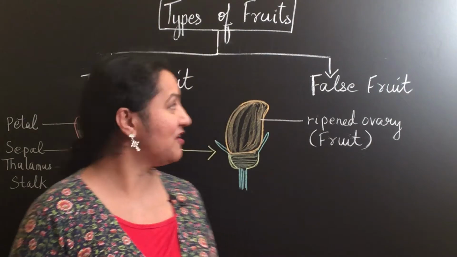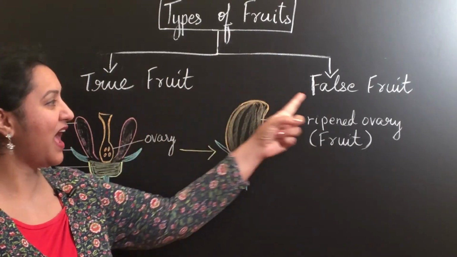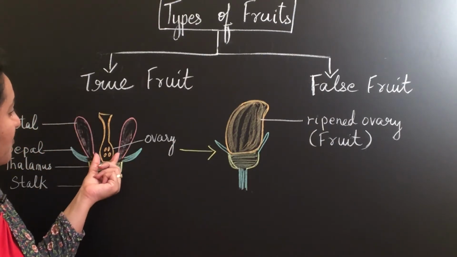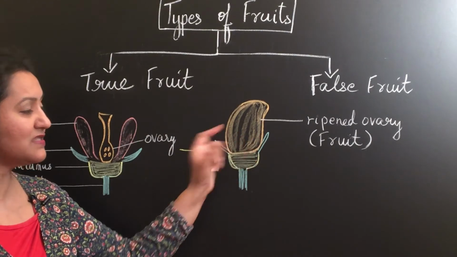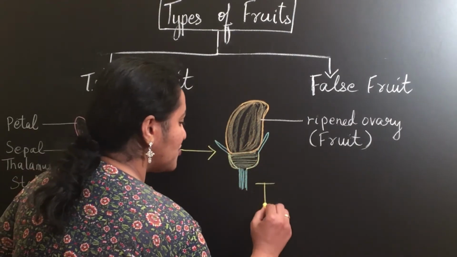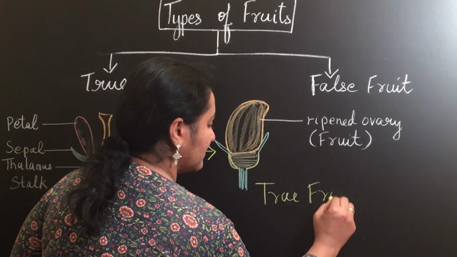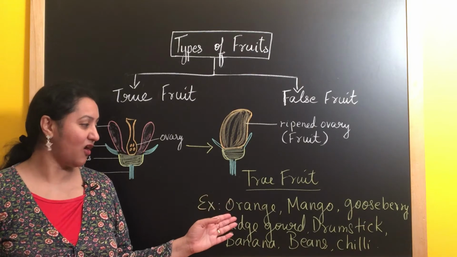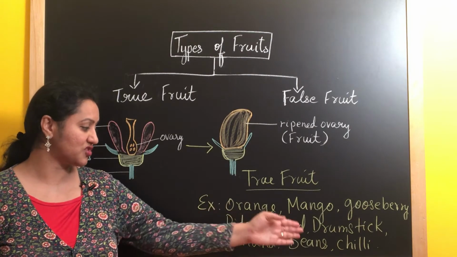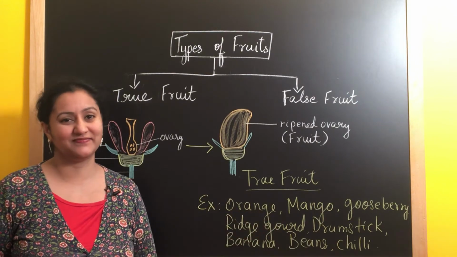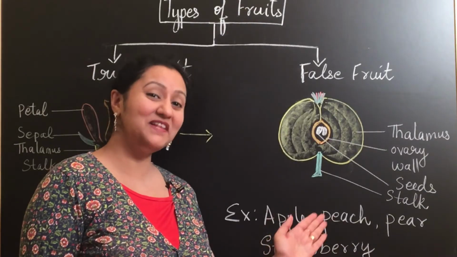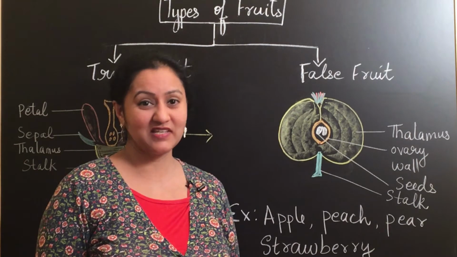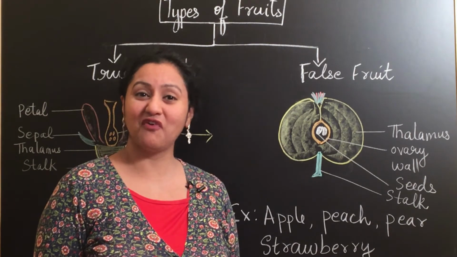Based on its formation, fruits can be classified into true fruits and false fruits. This is a true fruit. Why? Because it is formed from the ripened ovary and there is a seed inside. Examples of true fruits are orange, mango, gooseberry, ridge gourd, drumsticks, banana, beans, chili. Do you know? Apple, peaches, pear and strawberries that we generally call and eat as fruits are not true fruits. They are false fruits.